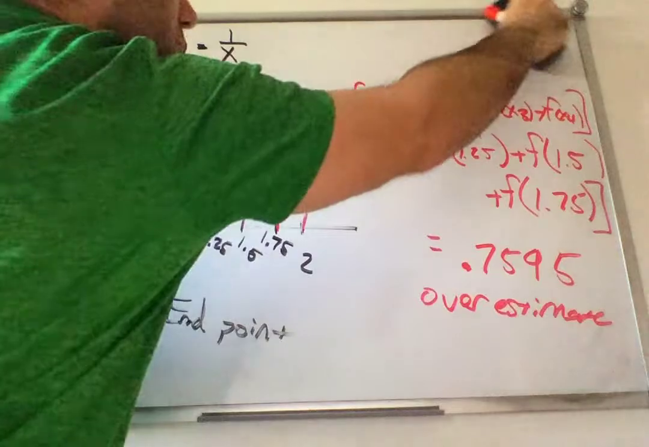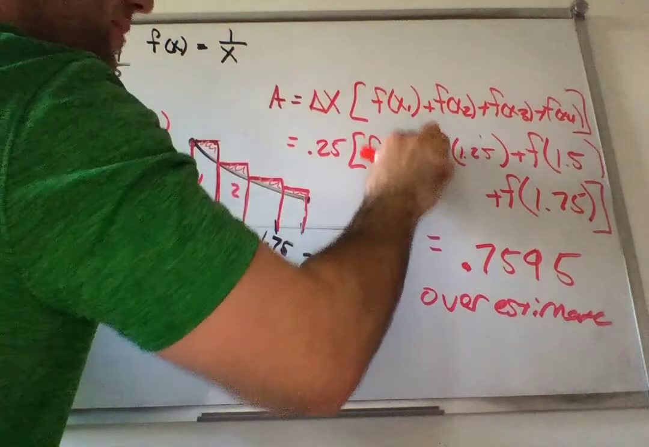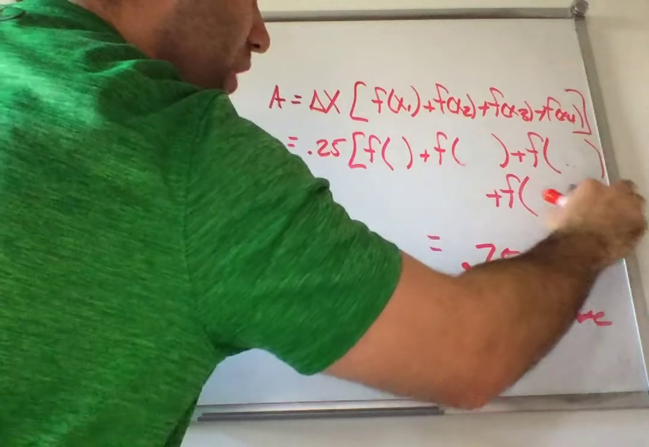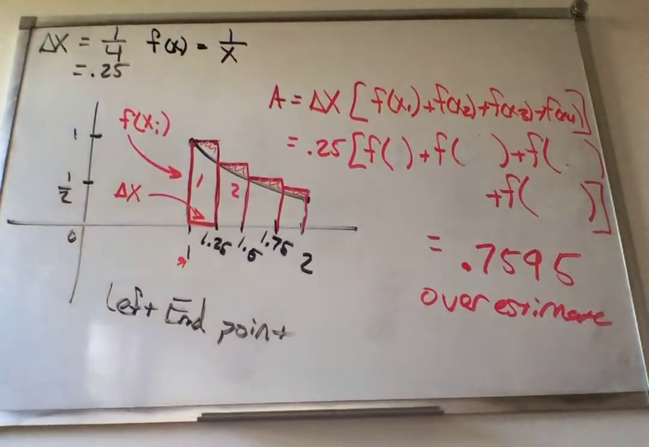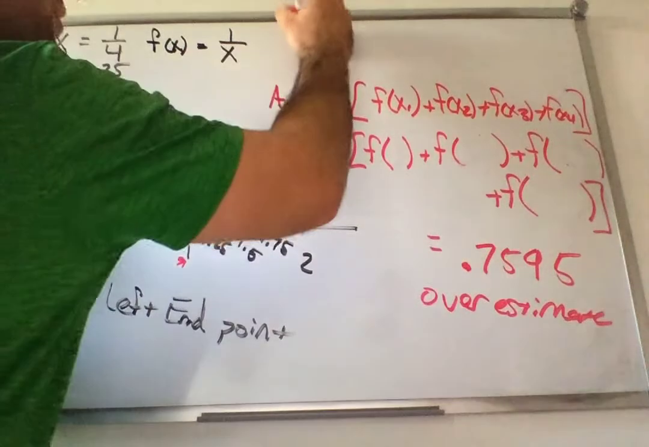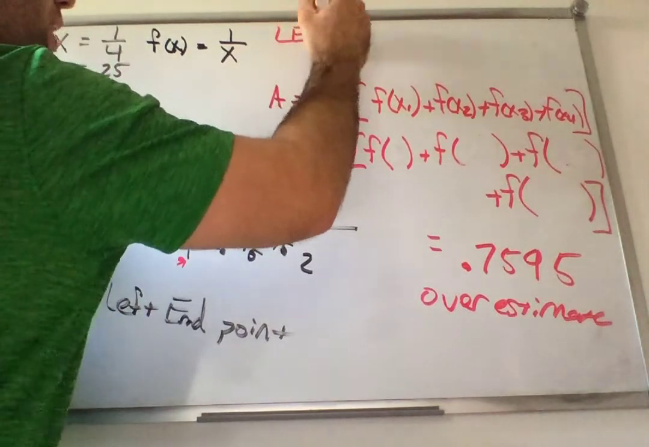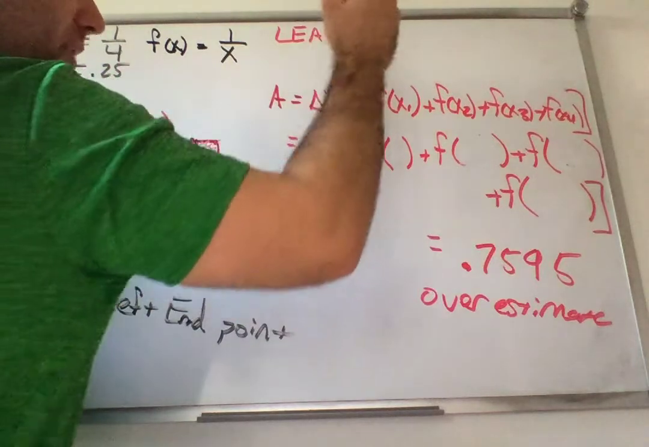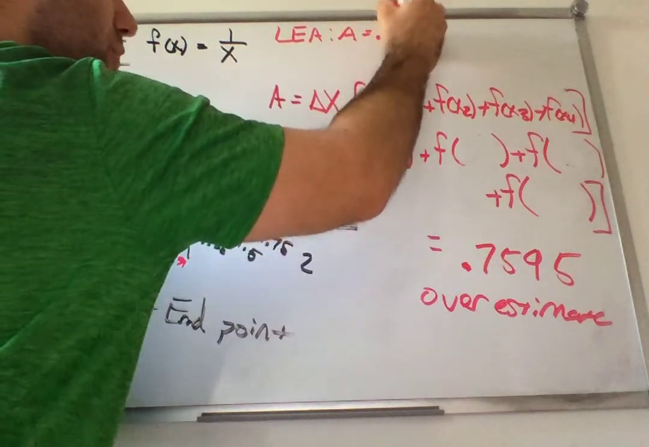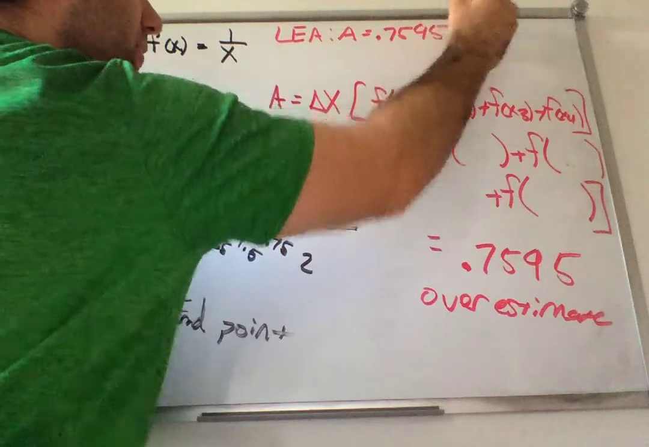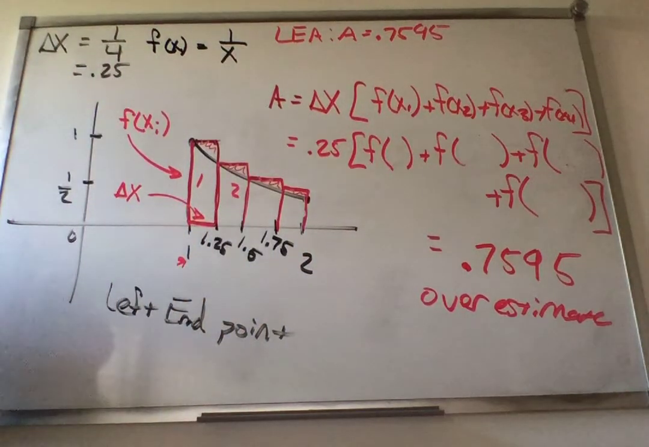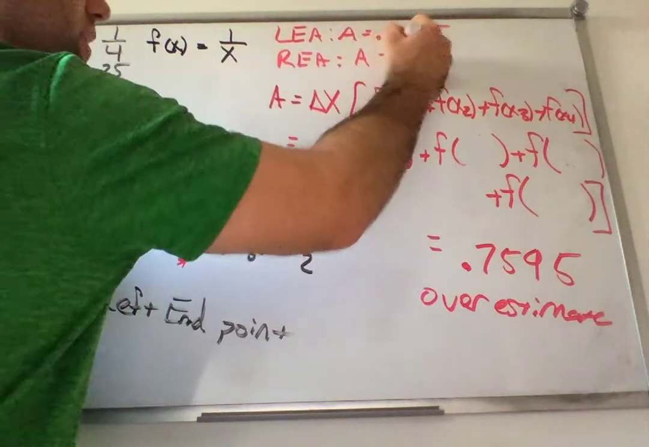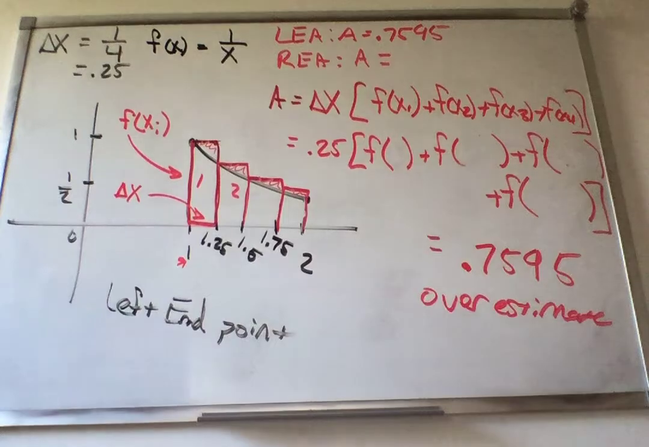So we don't need this anymore. We're still going to keep this. What's going to change is just these function values when we do the right endpoint estimate. So the left endpoint approximation gave us the area equal to 0.7595. Okay, so next we're going to find the right endpoint approximation. Area is going to be something. Got to figure it out.